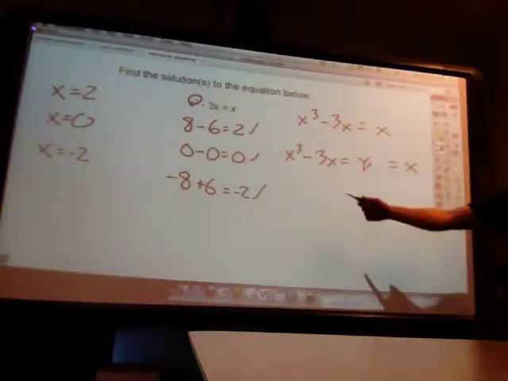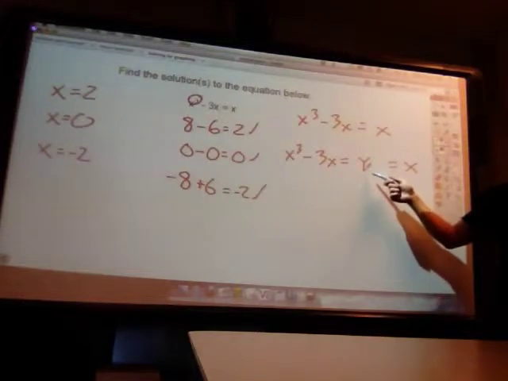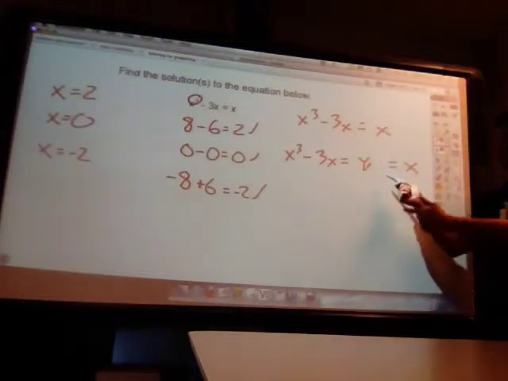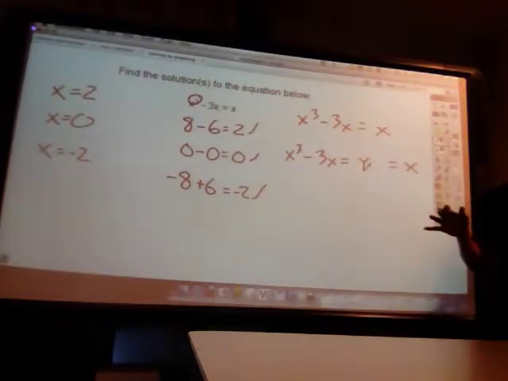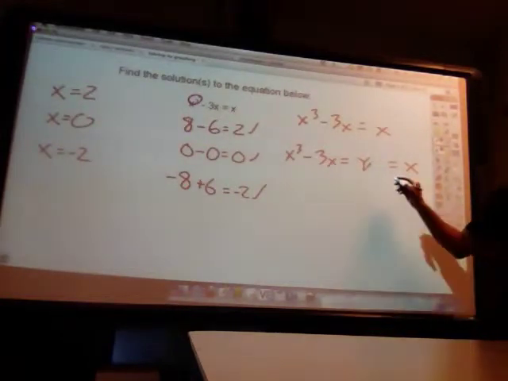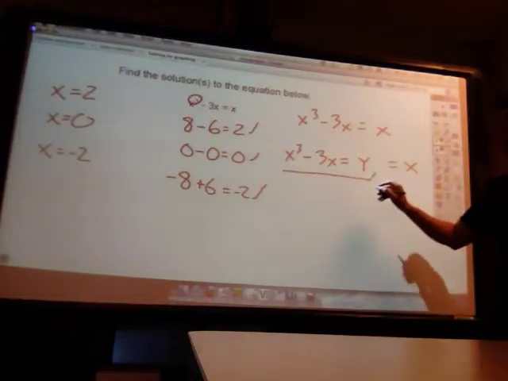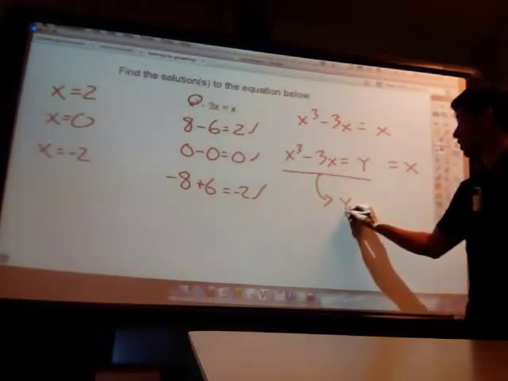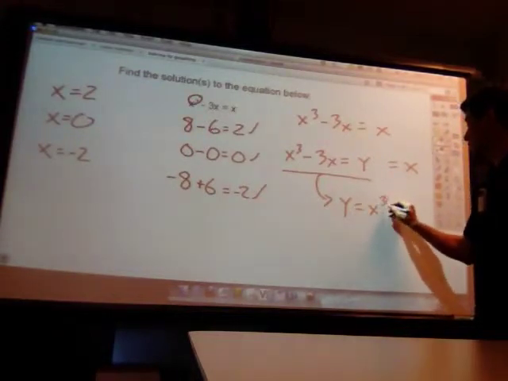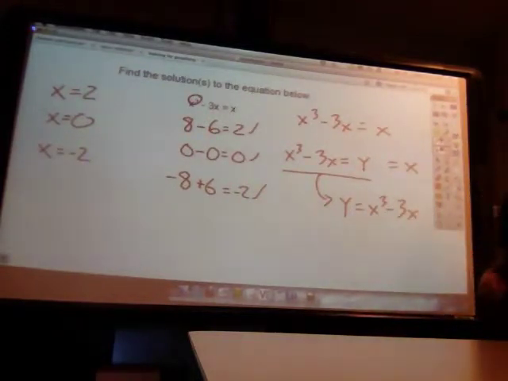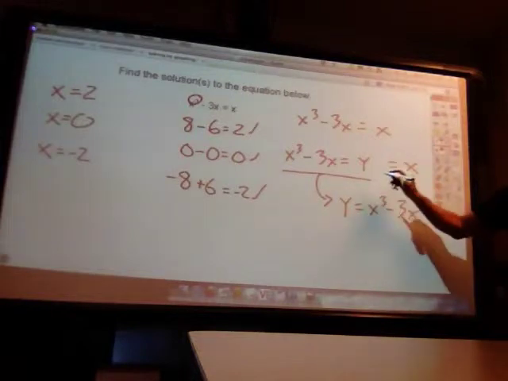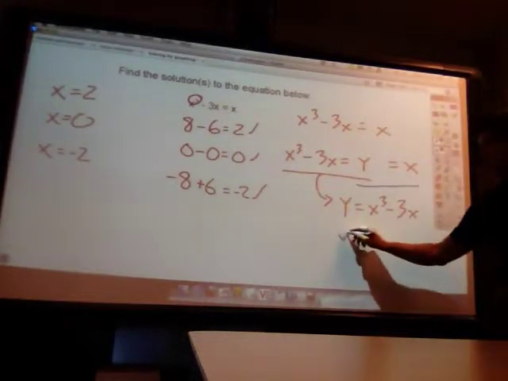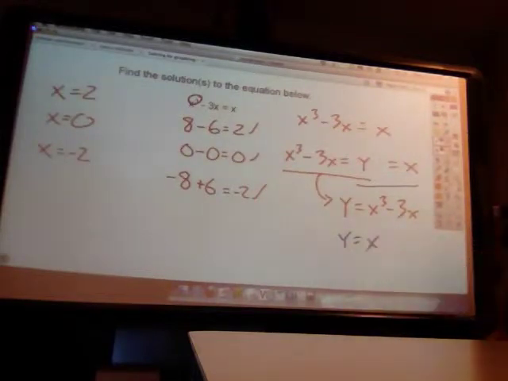Okay. So x to the third minus 3x equals y, and y is also equal to x. Everything still holds true, I'm just introducing a new variable. Does that kind of make sense? Okay, now I'm going to split this up into two separate equations. So I'm going to take this one and write it as y equals x to the third minus 3x. And then I'm going to take this other one, which I'll underline in blue, y equals x.